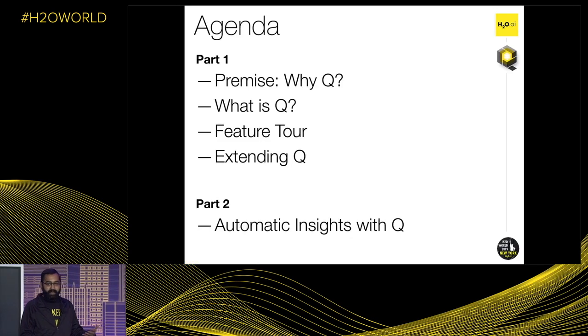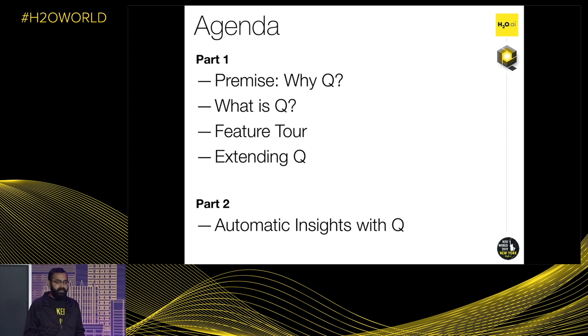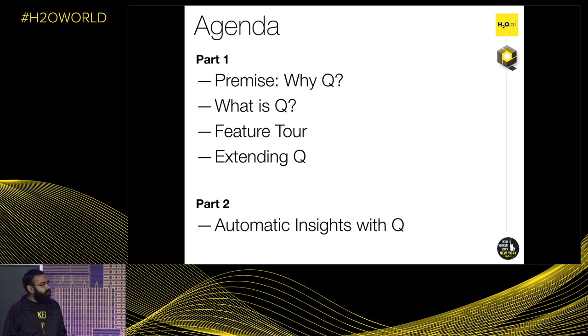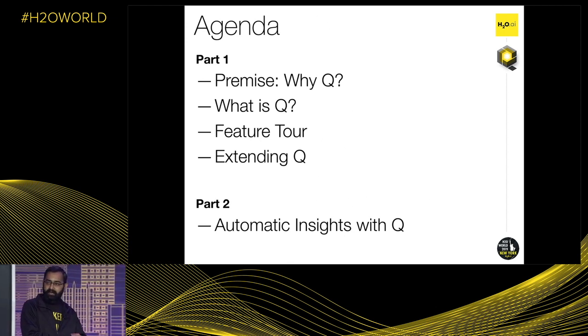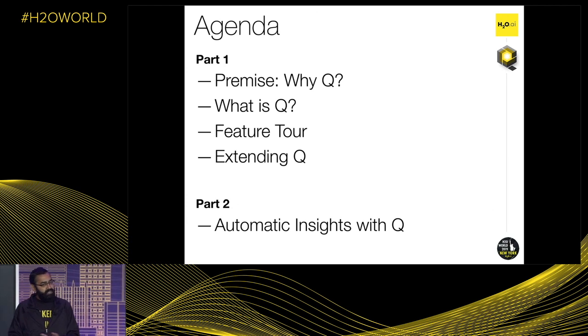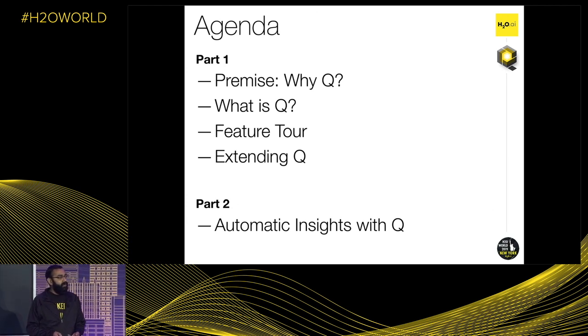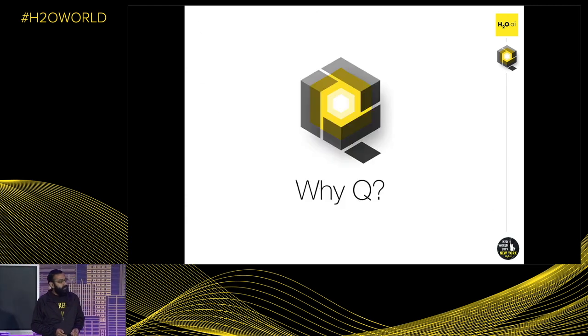So we'll break this into 2 parts. We are running short of time, so we'll try to do this in 20 minutes. We have 2 parts to this talk. The first part is why Q, what is Q, a whirlwind tour of what Q is about, and then we'll end with how to extend Q. And then in part 2, Shivam will cover how to get automatic insights out of Q.